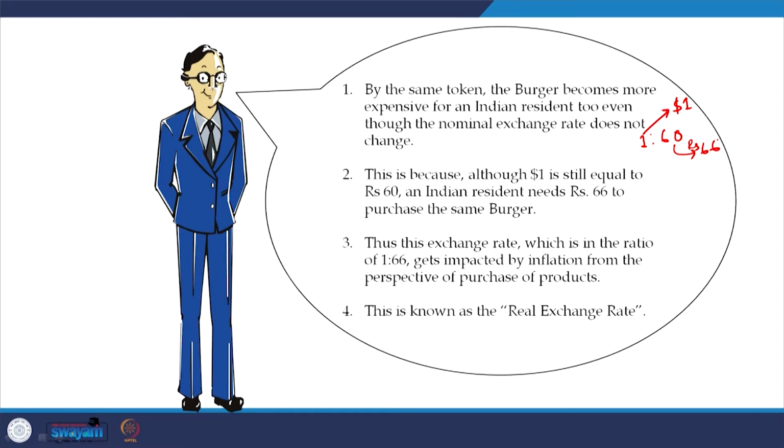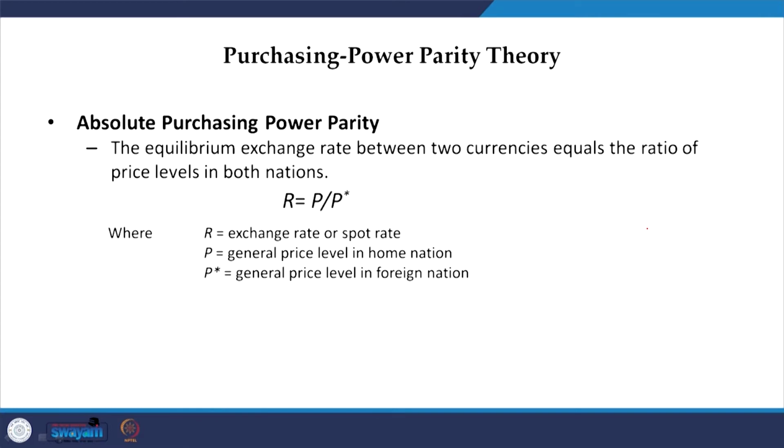Now, thus this exchange rate, which earlier was 1:60, is now 1:66. So, this gets impacted due to the changes in inflation and, from the perspective of the purchase of products, due to the higher purchase or aggregate demand. So, it has an inflationary tendency within a country. So, that is the reason why the real exchange rate gets changed. Nominal exchange rate may remain the same, but the real one has changed.